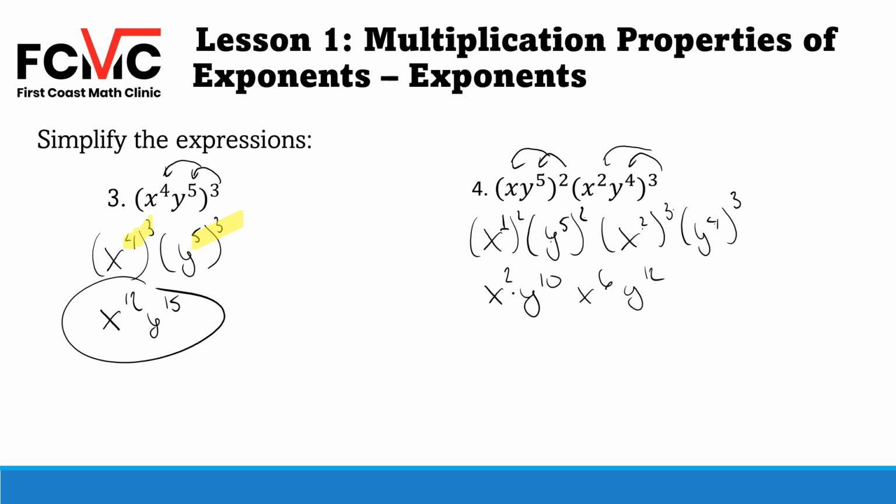Now we're multiplying these together. So let's regroup this and see if we can use our product property. So x to the second times x to the 6th times y to the 10th times y to the 12th. Now if we're multiplying our bases, we can add our exponents. x to the second times x to the 6th, we're going to add those exponents and get x to the 8th. y to the 10th times y to the 12th, we're going to add those exponents and get y to the 22nd. And that's our simplified expression.